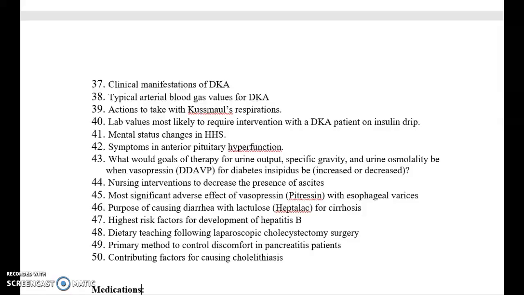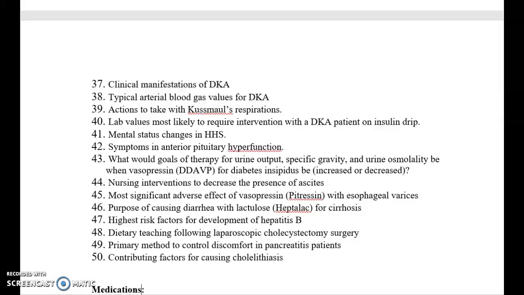What goals of therapy would be if you were giving vasopressin, DDAVP, for diabetes insipidus? This is pretty easy. Think about diabetes insipidus. What are we having in terms of urine output? And what would our goals be in terms of concentrating the urine and making the urine output more effective? So just review that and make sure in terms of urine output, specific gravity, and osmolality, which direction are we trying to go with those with the treatment.